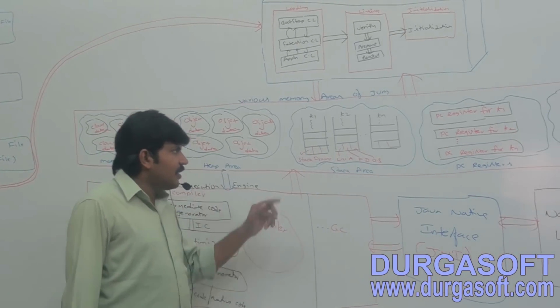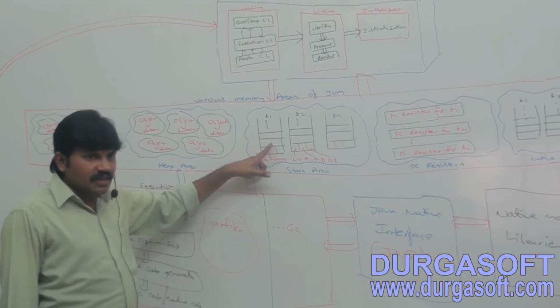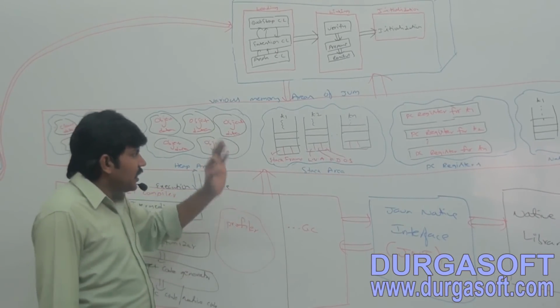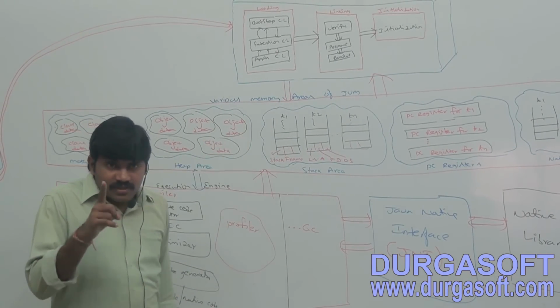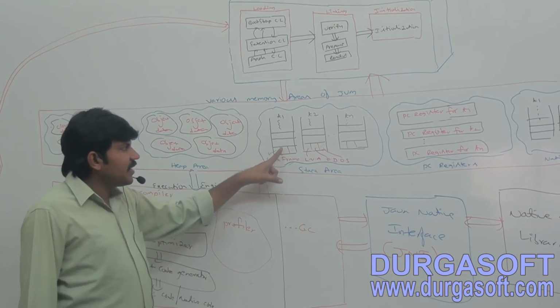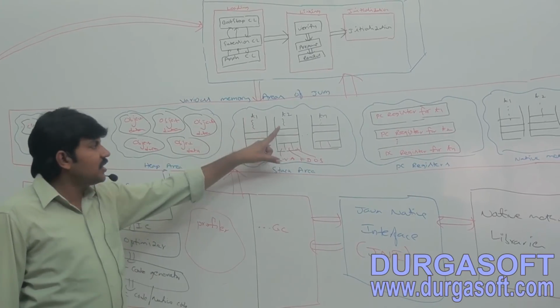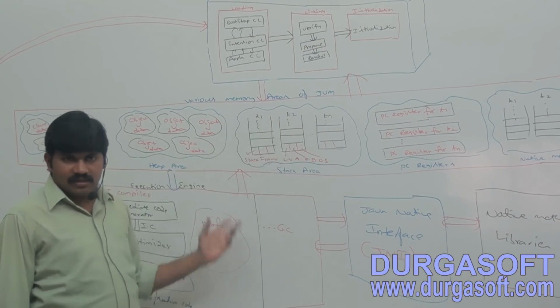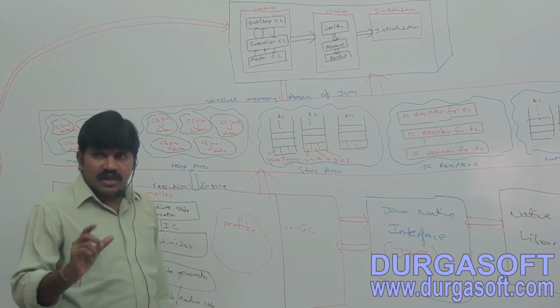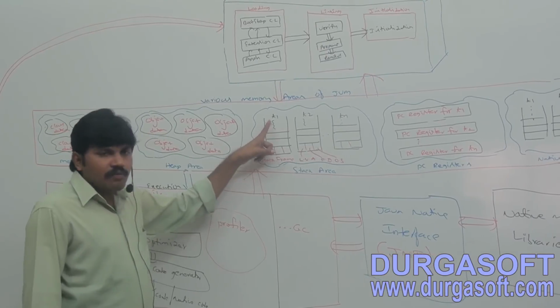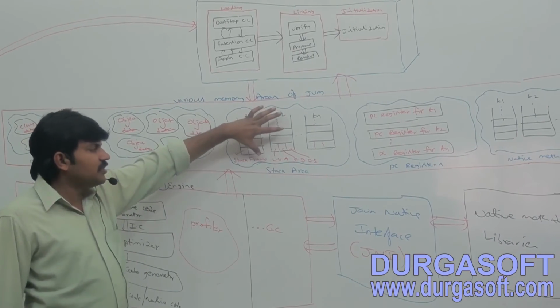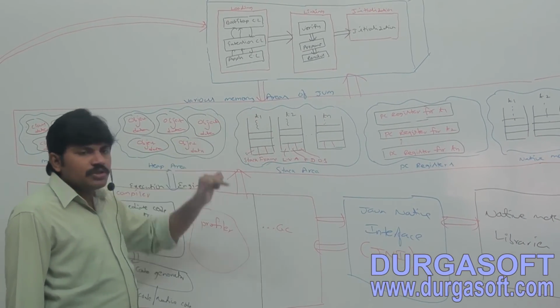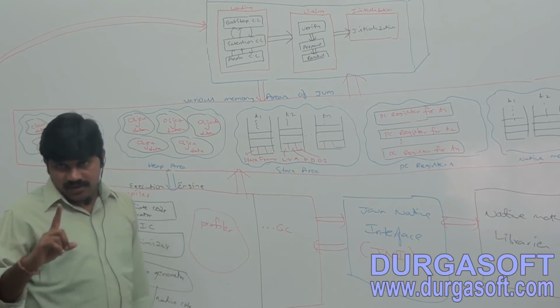But for every thread, a separate runtime stack is there. The data which is stored inside stack memory is always thread safe because this data is available only for T1. This data is available only for T2 but not for other. So the data which is stored in the stack can be accessed by only one particular thread. That's why the data which is stored in the stack area is always thread safe.